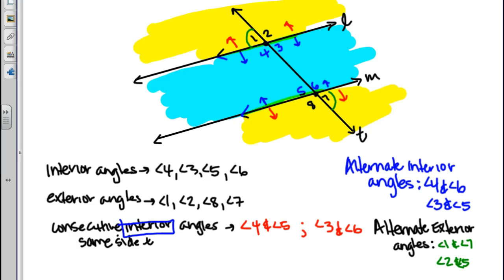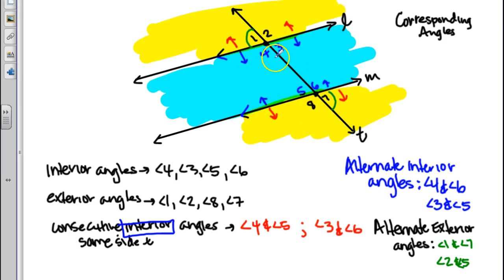Alternate exterior angles, so in the yellow part. All right, last one, corresponding angles. I'm going to put it up here at the top, corresponding. Corresponding angles mean they are in the same spot.